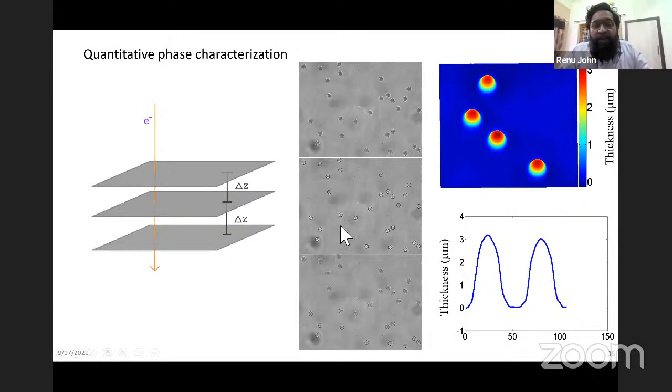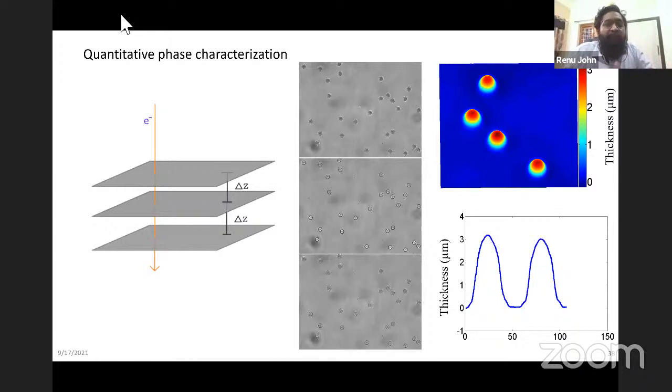These are examples of phase mapping done with the help of transparent spherical beads. These are spherical beads floating in water. We did three images, one sharp focus and two defocused images, and you could really get the 3D phase thickness of the spheres. So the main drawback is that you have to take three images here. It is not a single snapshot.